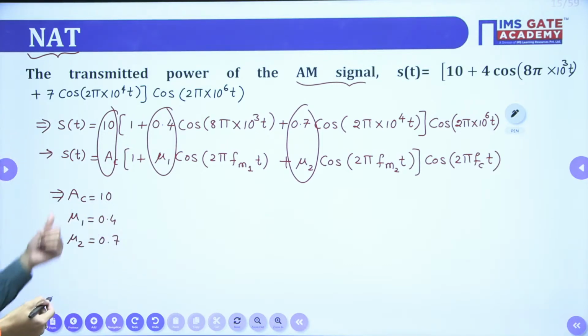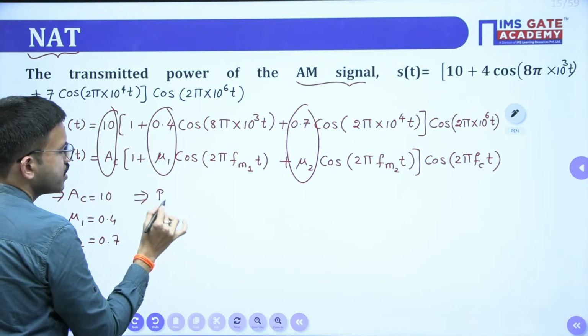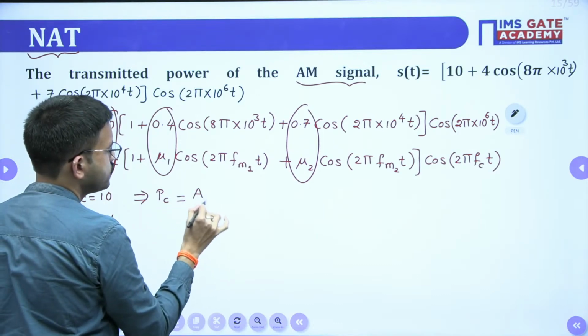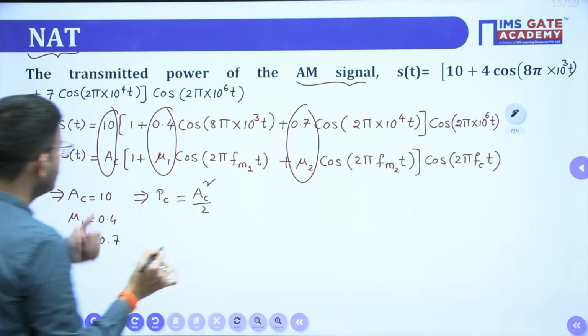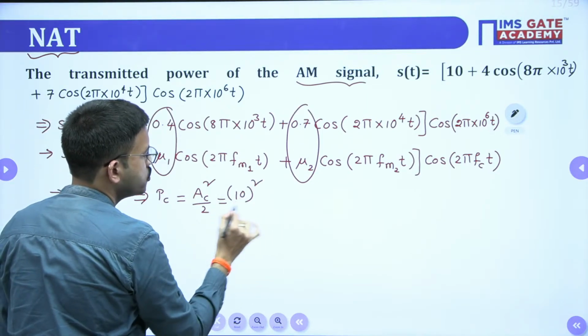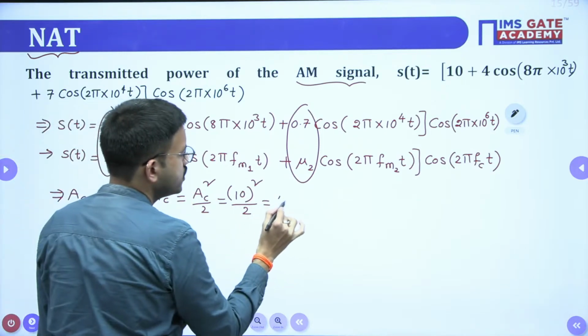Now once you have Ac, you can calculate the carrier power. Carrier power is PC equal to Ac square by 2. So just substitute the Ac value as 10 here. 10 square divided by 2. 10 square is nothing but 100. 100 by 2 is nothing but 50 watt.